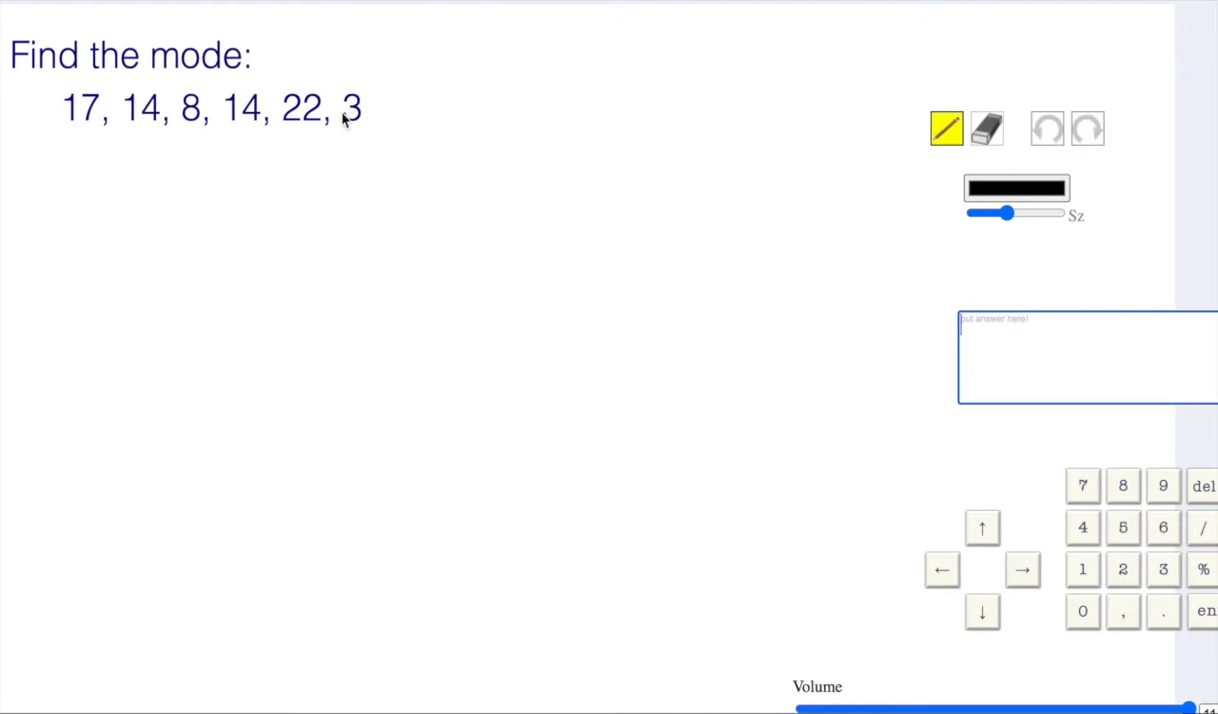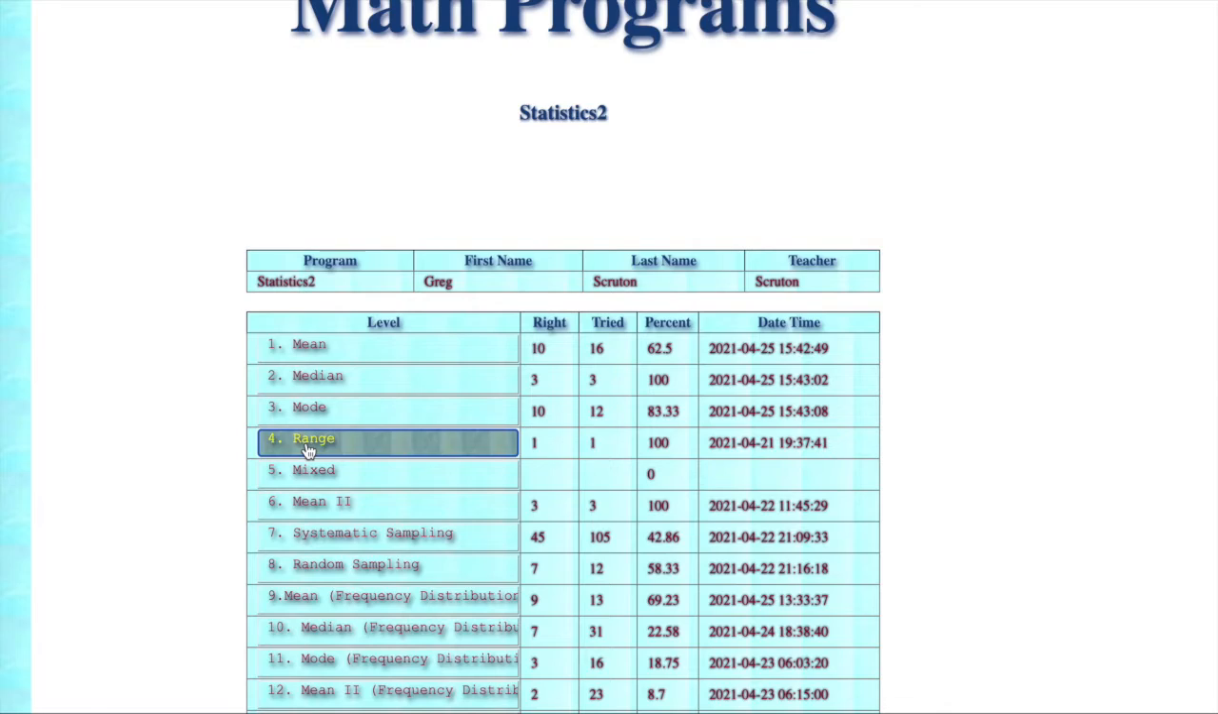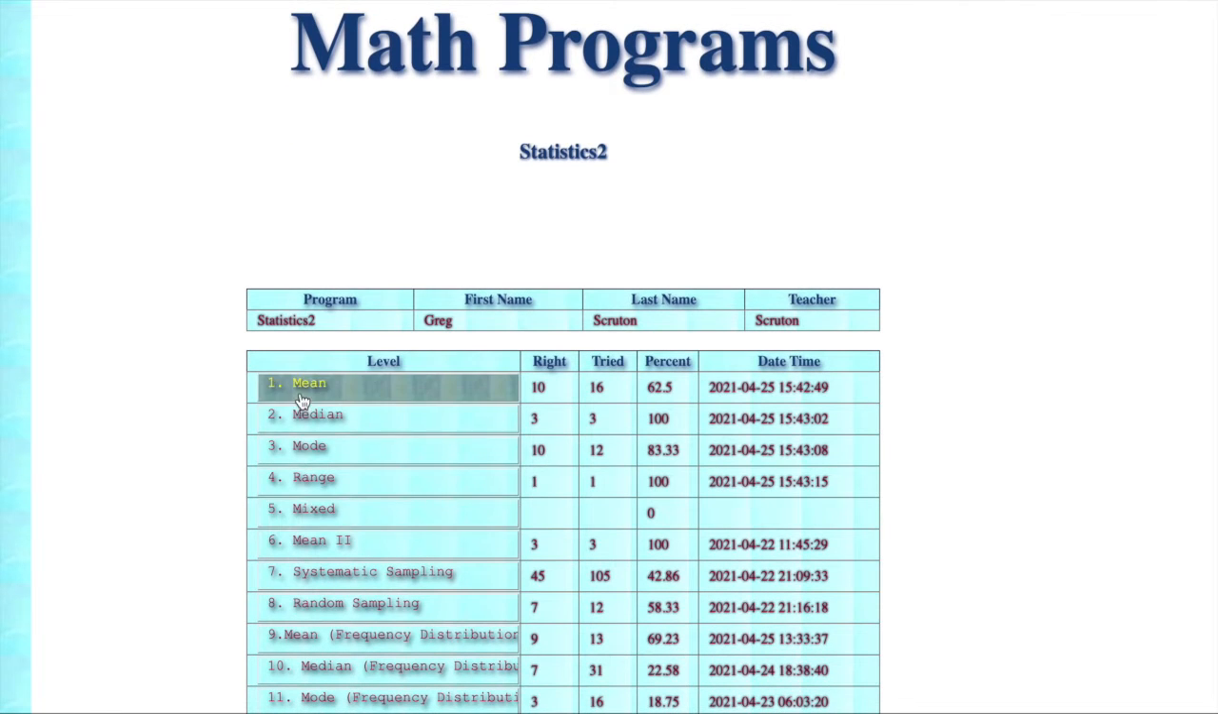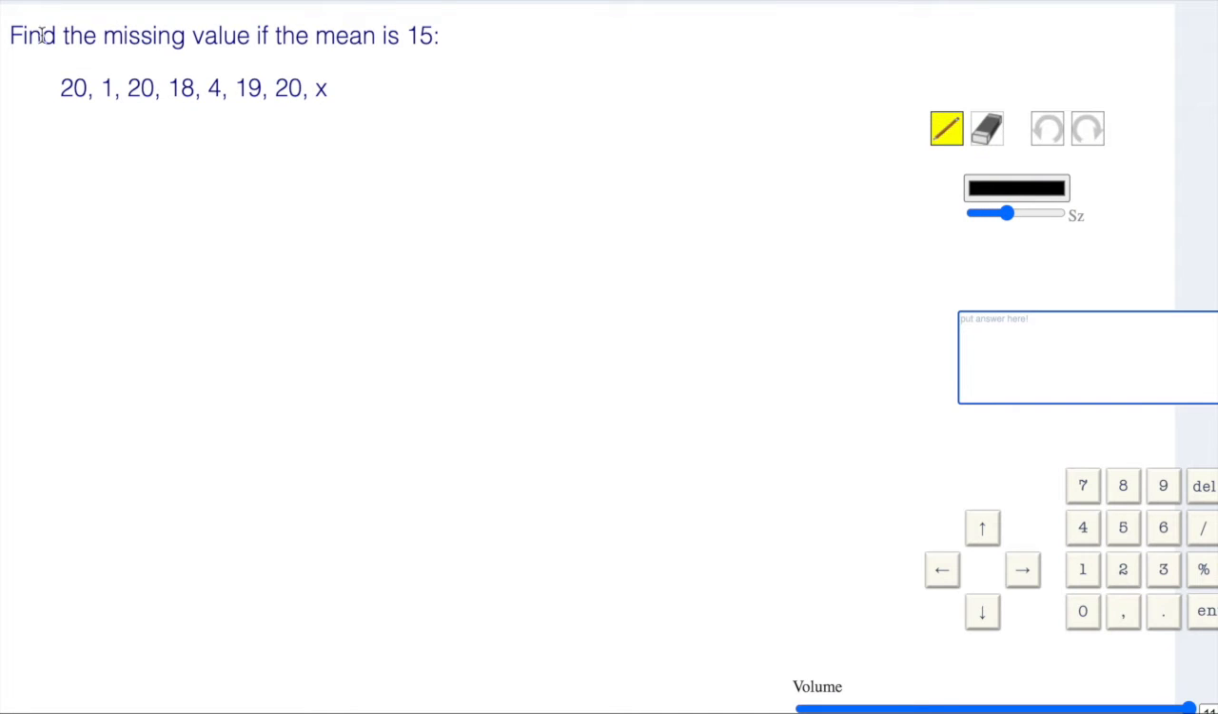Level 3, just the mode. Level 4, you're given some values and asked to find the range. Level 5 is a mix of 1 to 4. Level 6 is now you're being asked to find the missing value. You're told the mean is 15, and you have to find the value of x.